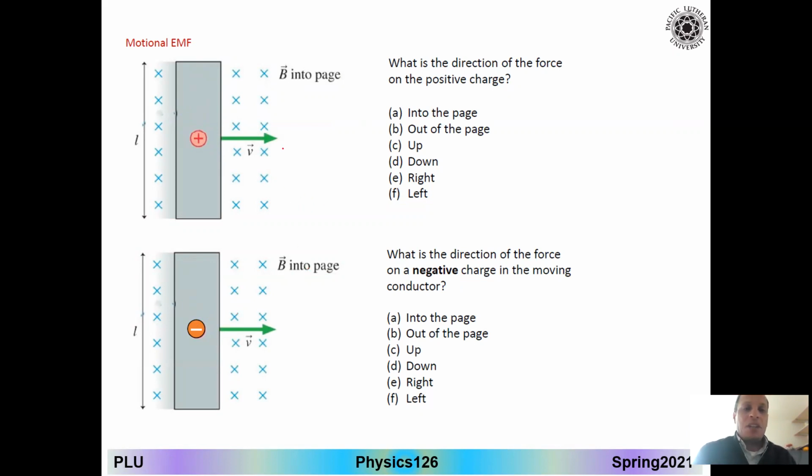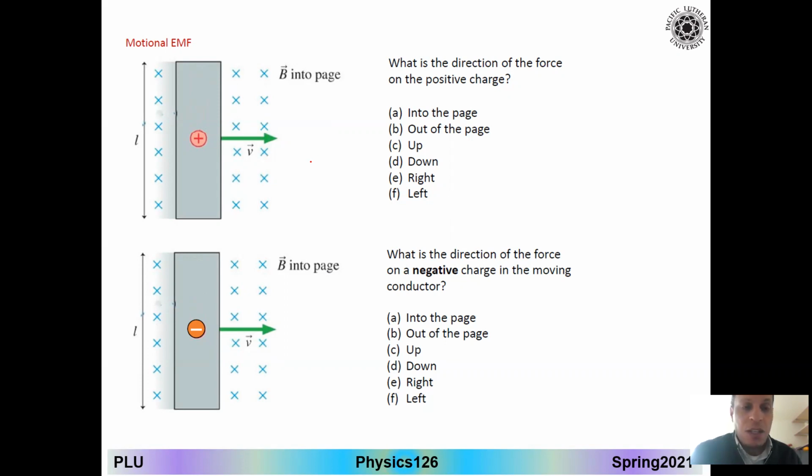Right now we have the magnetic field pointing into the page, and we drag the conductor with the velocity going to the right, and we want to identify the direction of the current. Basically we're going to use the right hand rule to find it. So pause the video and try to think about the direction of the force when we have a positive charge.